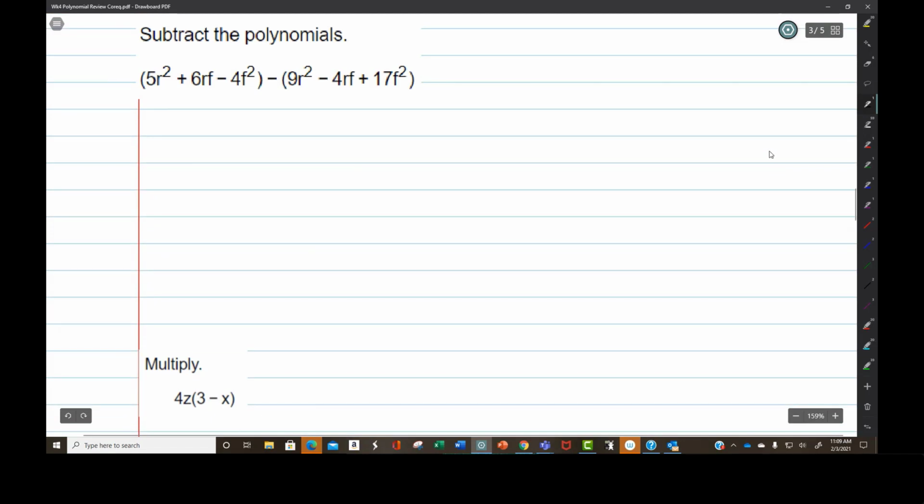Oh, let's subtract again, because notice this. You have r squared, you have f squared, and you have rf. You have 3 kinds of terms here. 3 types, 3 kinds. I like that better. 3 kinds of terms.